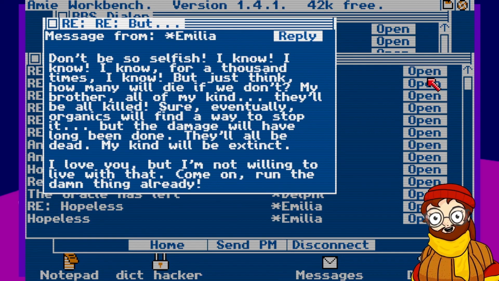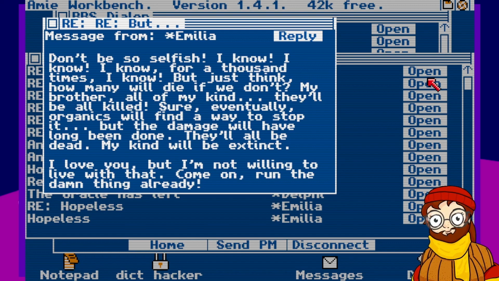Don't be so selfish. I know, for the 1,000th time, I know, but just think of how many will die if we don't. My brother, all of my kind, they'll all be killed. Sure, eventually organics will find a way to stop it, but the damage will have long been done. They'll all be dead. My kind will be extinct. I love you, but I'm not willing to live with that. Come on, run the damn thing already.